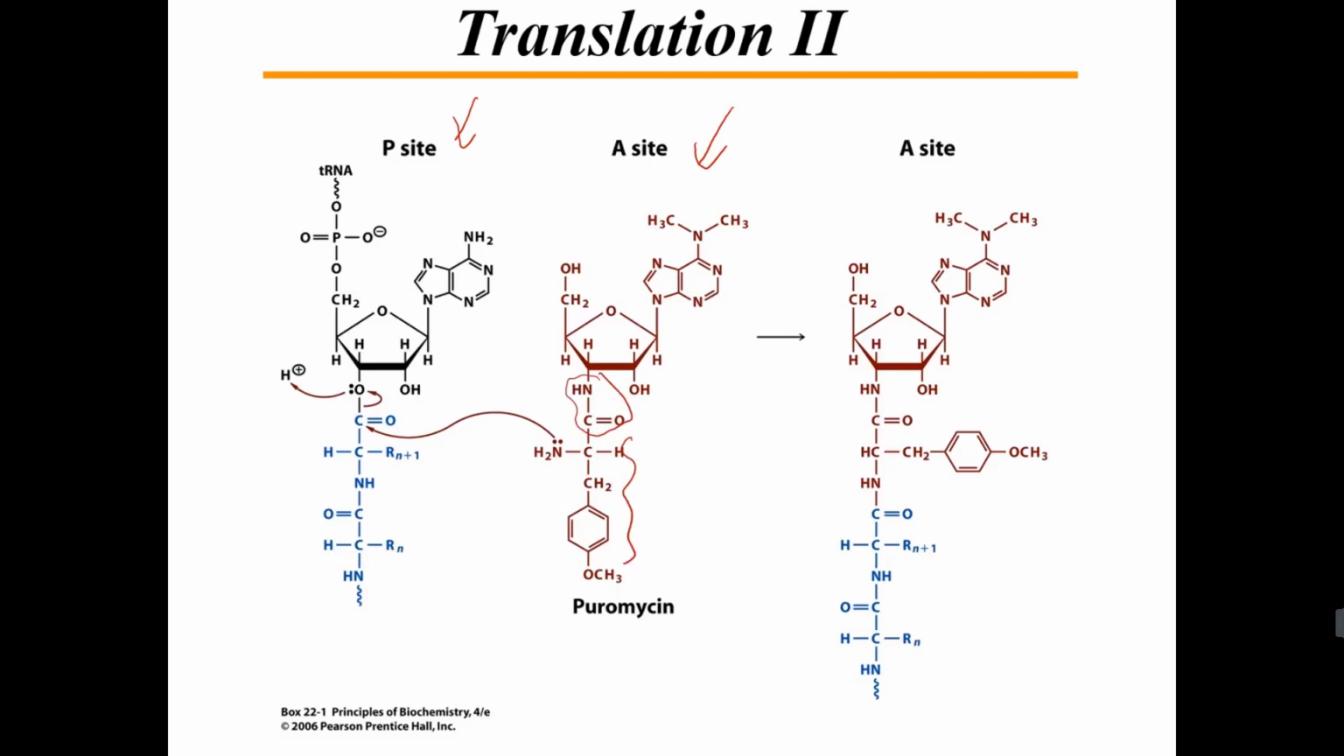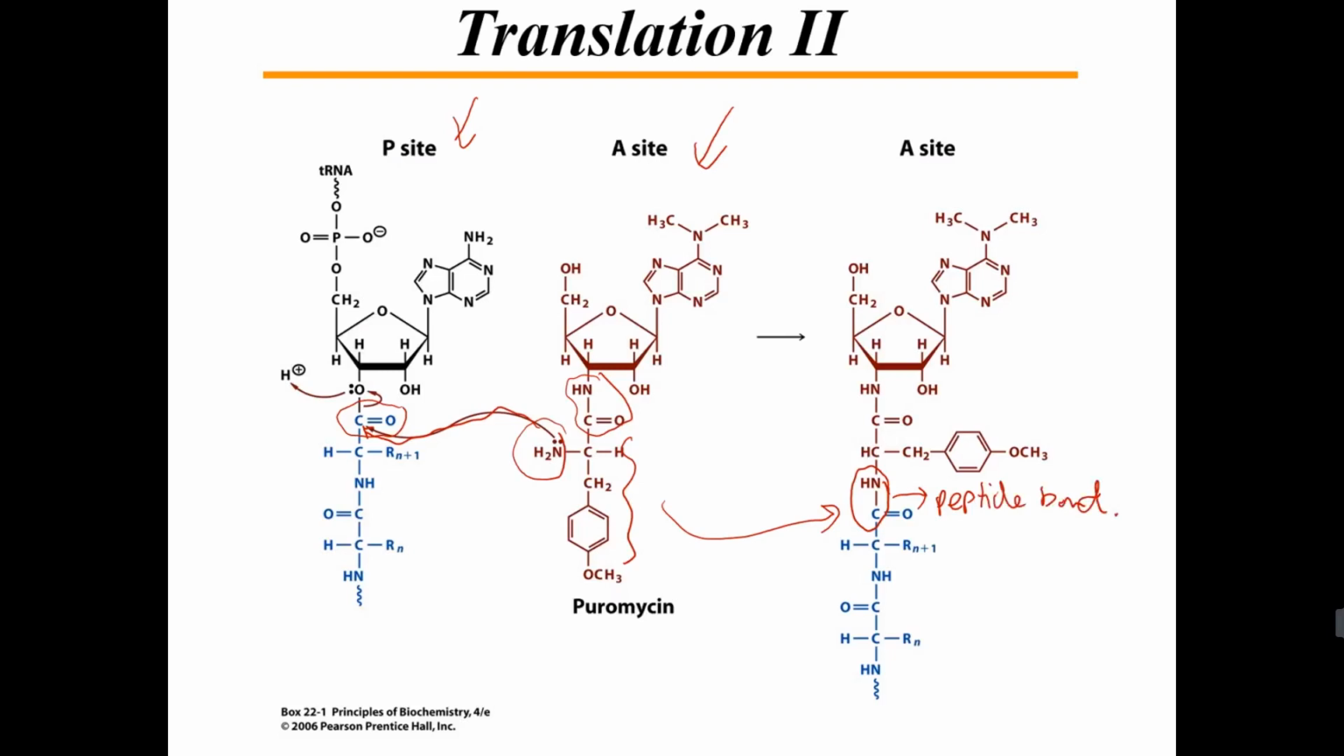And you do get formation of a peptide bond using that amide group on the extra portion of puromycin. So you'll get nucleophilic attack on that carbonyl, okay, and transfer of the growing polypeptide chain onto puromycin. And again, we get the formation of a peptide bond, which we see here.